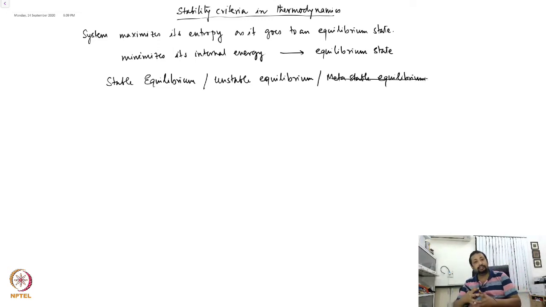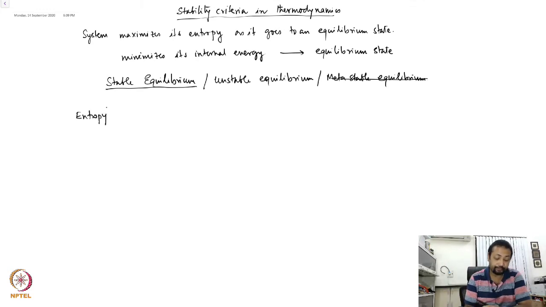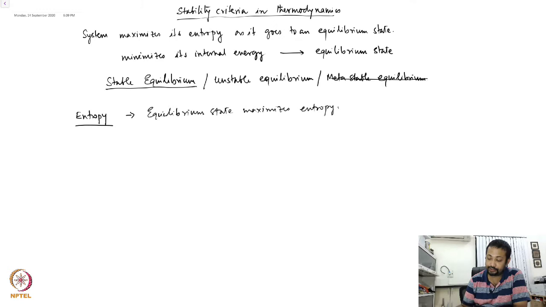Our concern now is the following: given a system in its stable equilibrium state, what does this stability criteria mean? So we will first look at the entropy. And as stated before, the equilibrium state maximizes the entropy of the system, right?